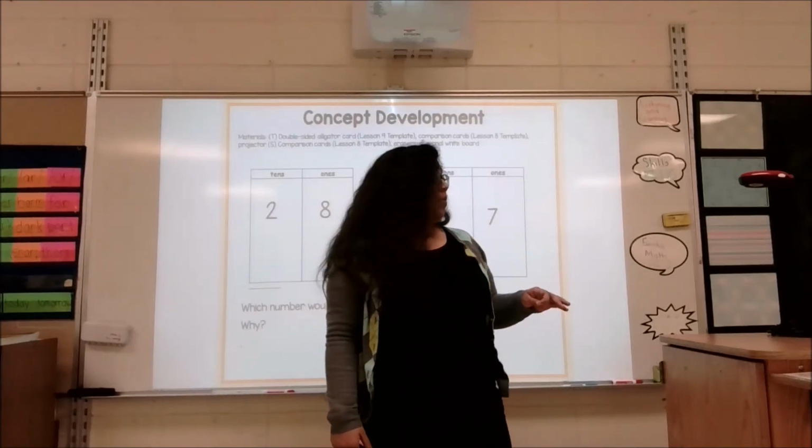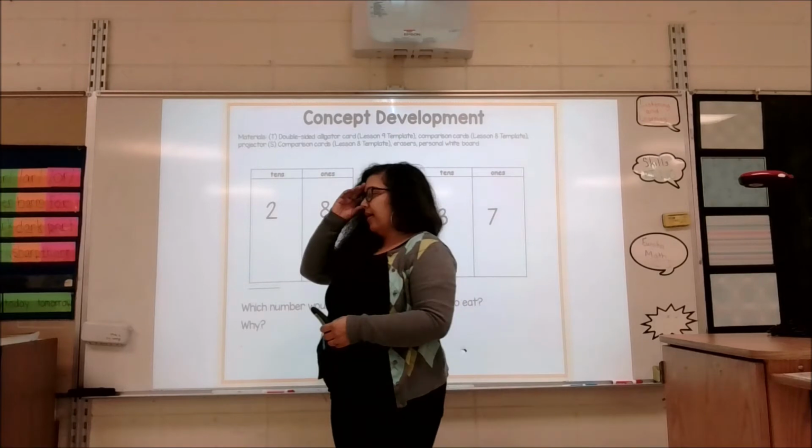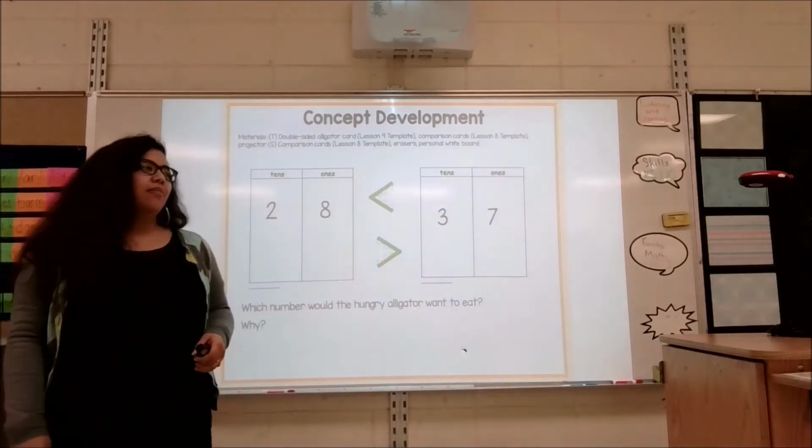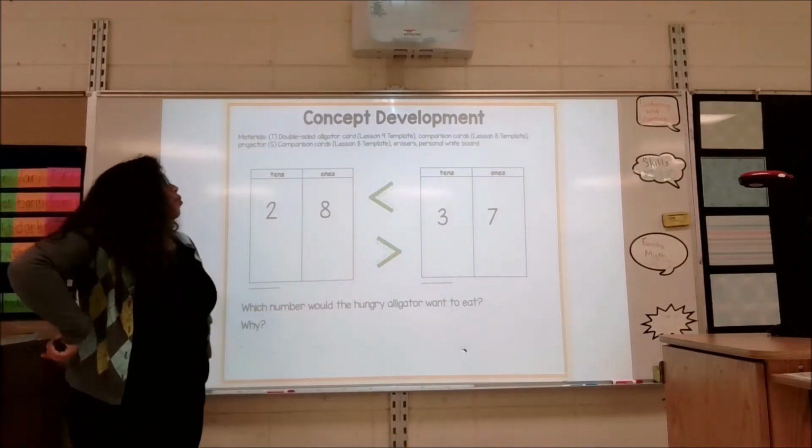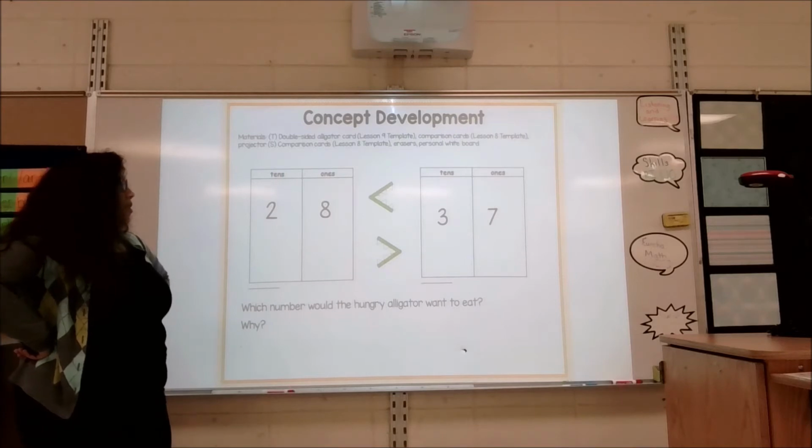So continuing on with that, our alligator's going to lose his teeth, but we're still going to keep that rule in mind. So we have 2 10s and 8 ones is blank to 3 10s and 7 ones. What would make this number sentence true?